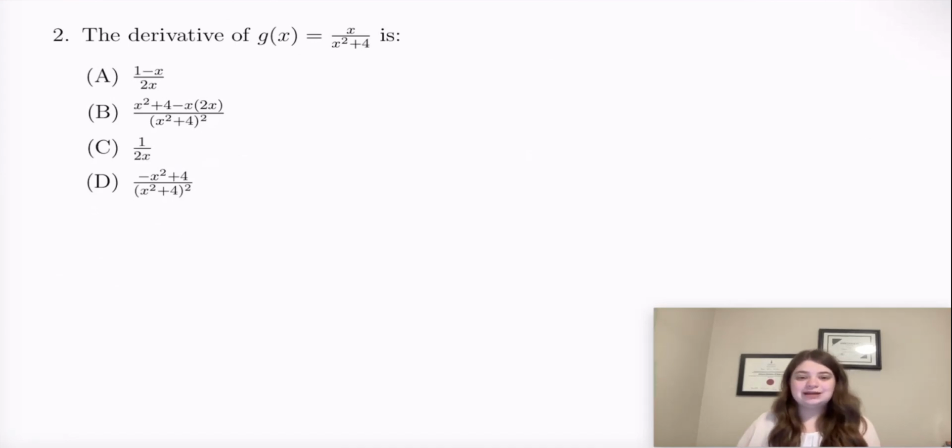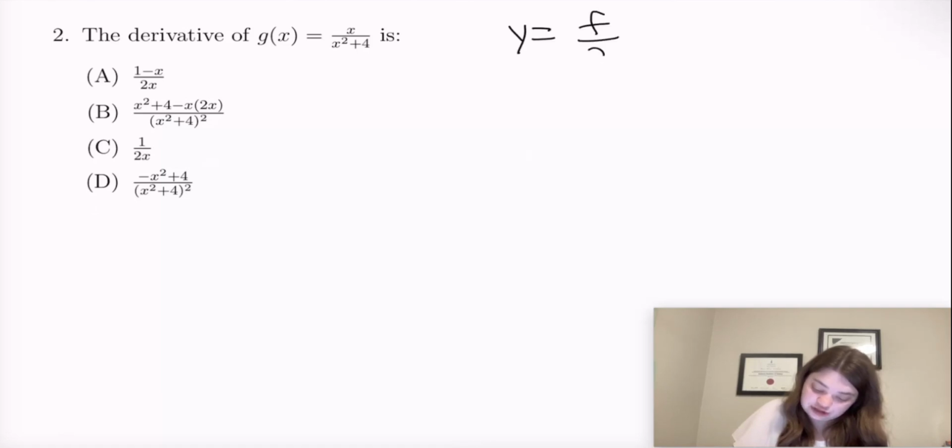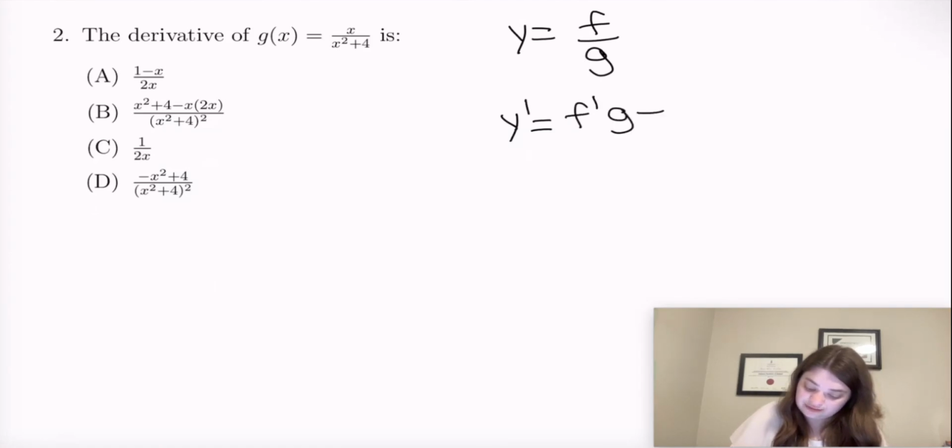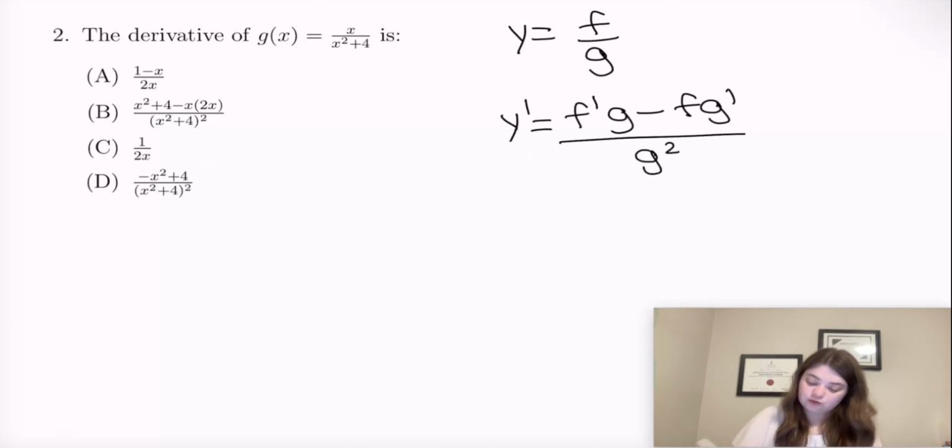All right, so our next one asks, what's the derivative of g of x? So in this case here, we have a numerator and a denominator, so we should use quotient rule because they're asking for the derivative of a quotient. So what is the derivative of a quotient? So let's say we have, once again, f over g in this case. The derivative of that would be derivative of the top times the bottom minus derivative of the bottom times the top, all over the bottom squared.